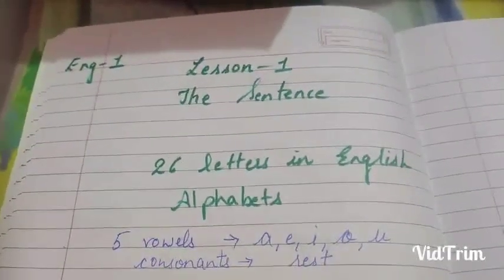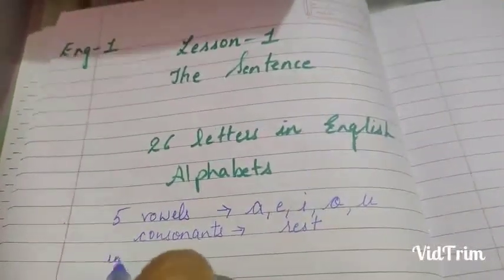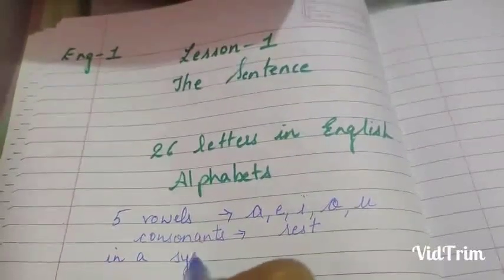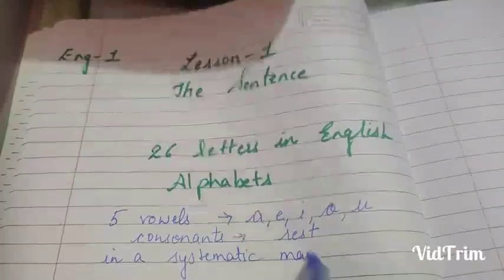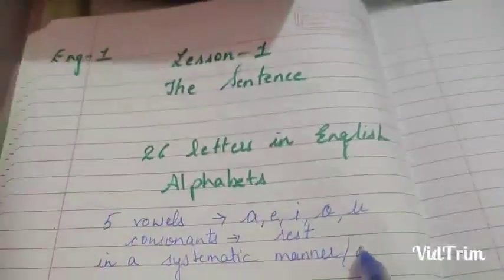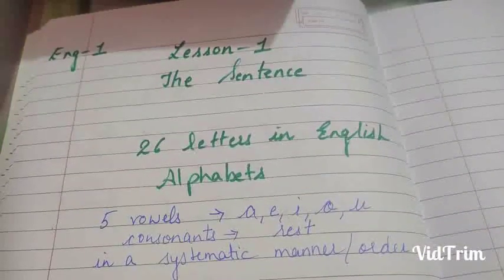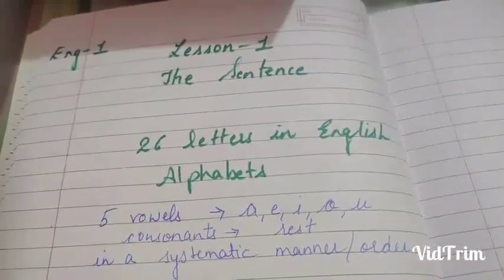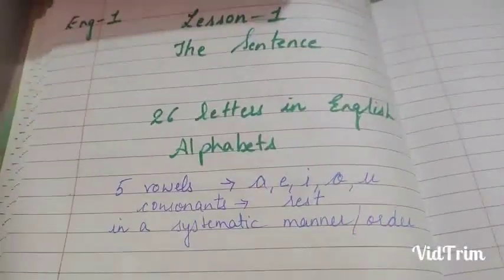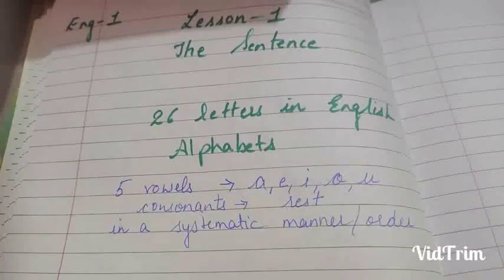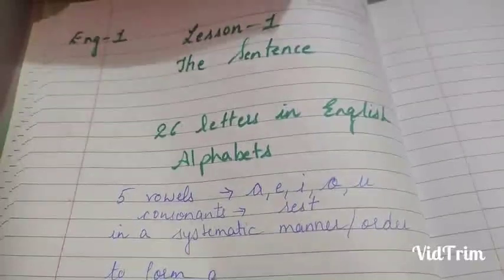When these vowels and consonants are arranged in a systematic manner, or order, they form meaningful words. And these words are arranged in a systematic order to form a sentence.